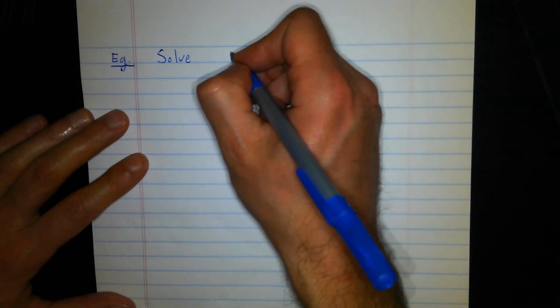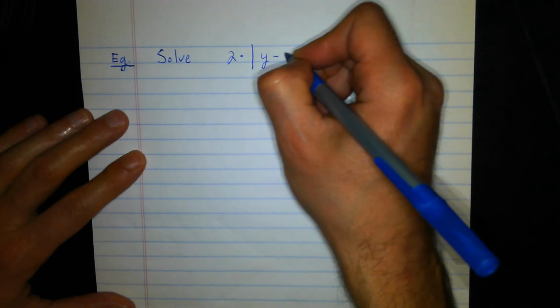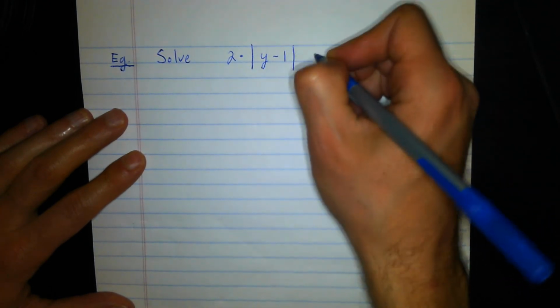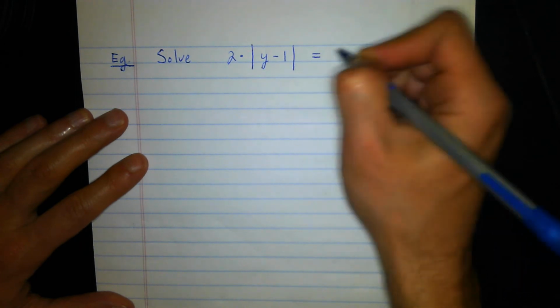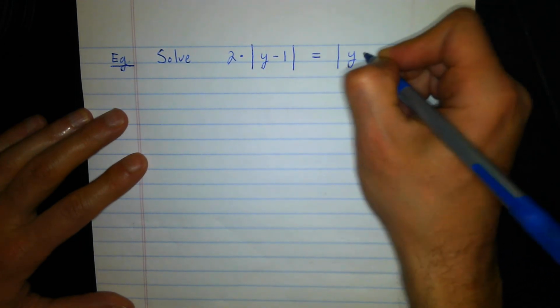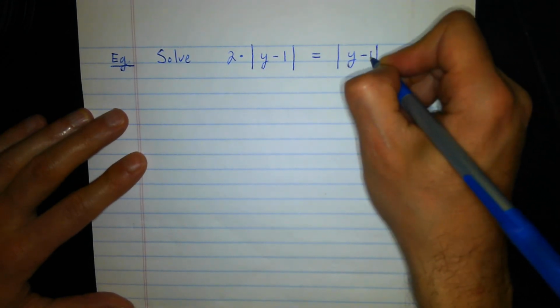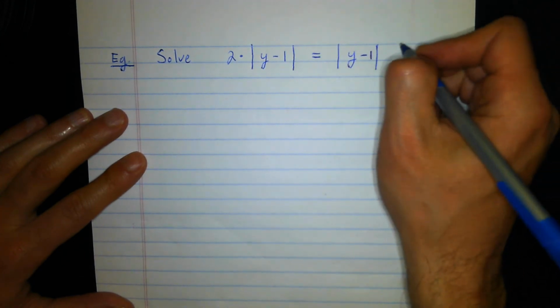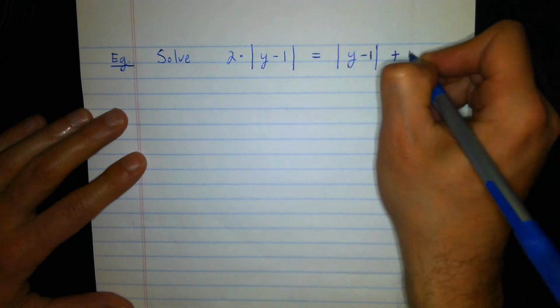So for example, let's solve the absolute value equation. Let's do 2 times the absolute value of y minus 1 equals the absolute value of y minus 1 plus 4.